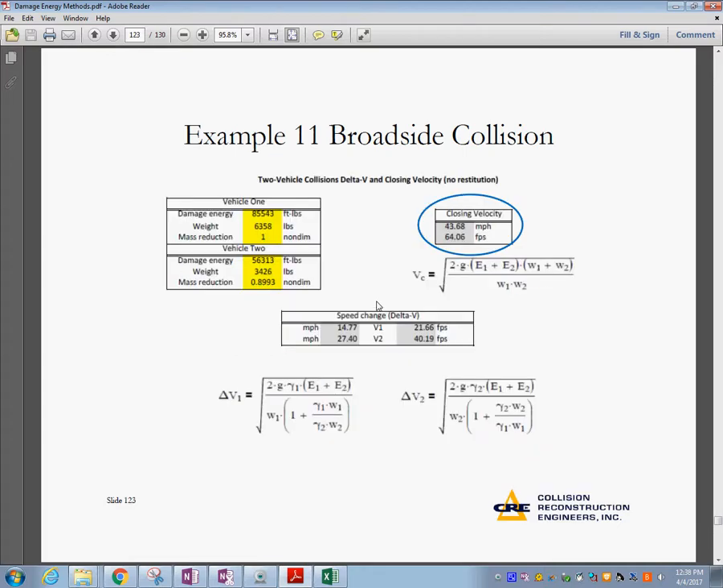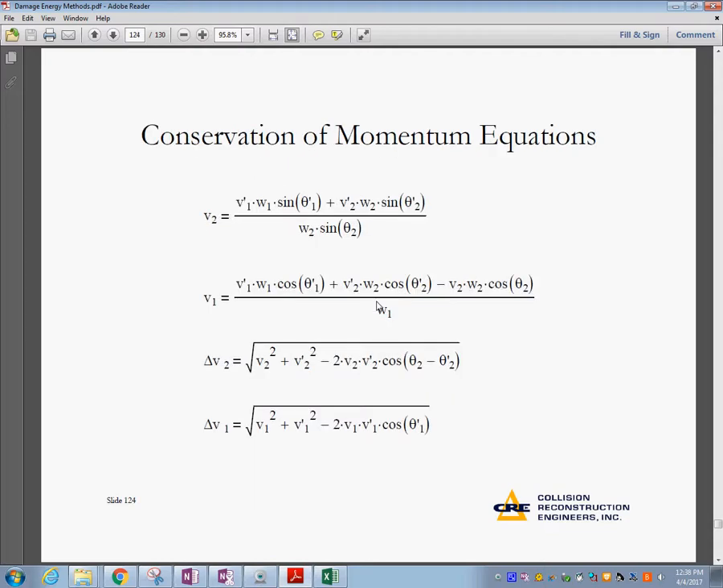And he uses these equations to calculate delta V1 and delta V2. The equations of conservation of momentum. Remember how this was derived? It says that M1 times V1 plus M2 times V2 is equal to M1 times V1 prime plus M2 times V2 prime. So that's what you see here.